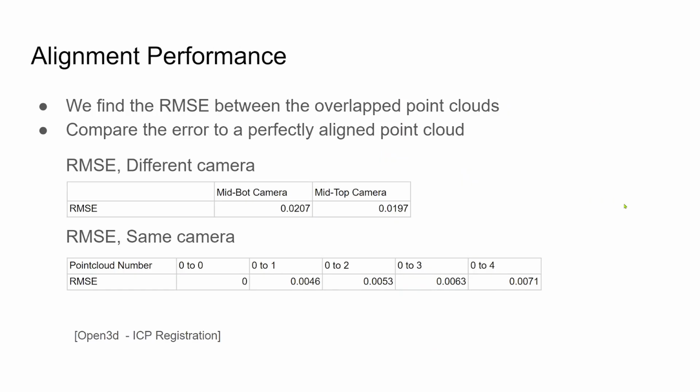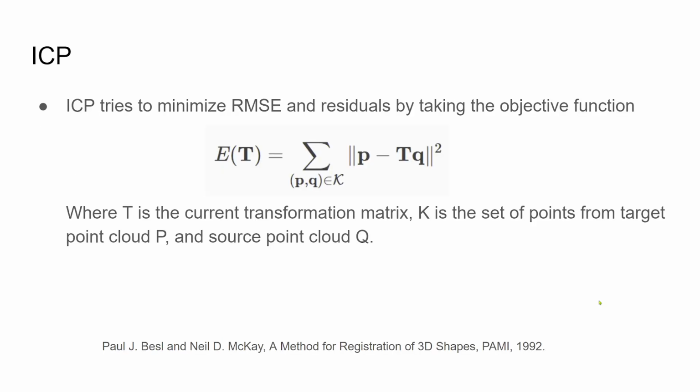We used RMSE between point clouds as a performance metric. We had around 2 centimeters RMSE between the bottom and top cameras. For perfectly aligned point clouds, the RMSE was around 5 millimeters just due to naturally occurring error. You may ask, why not just take RMSE as an objective function to minimize? ICP already does this, and iteratively tries to minimize the RMSE.